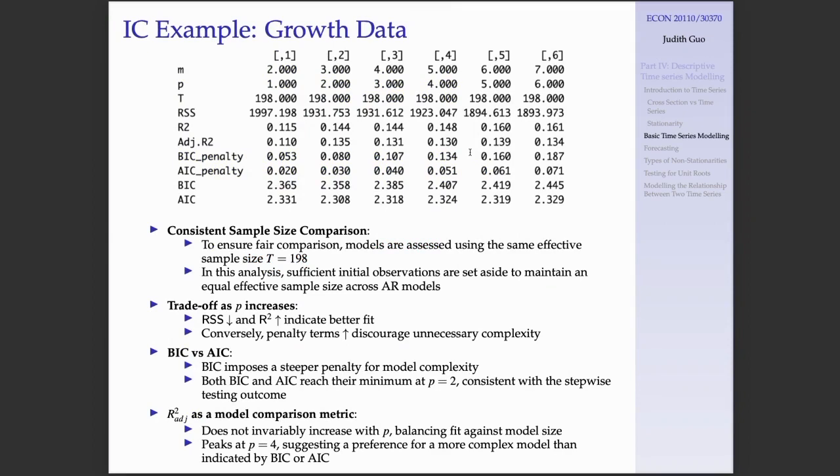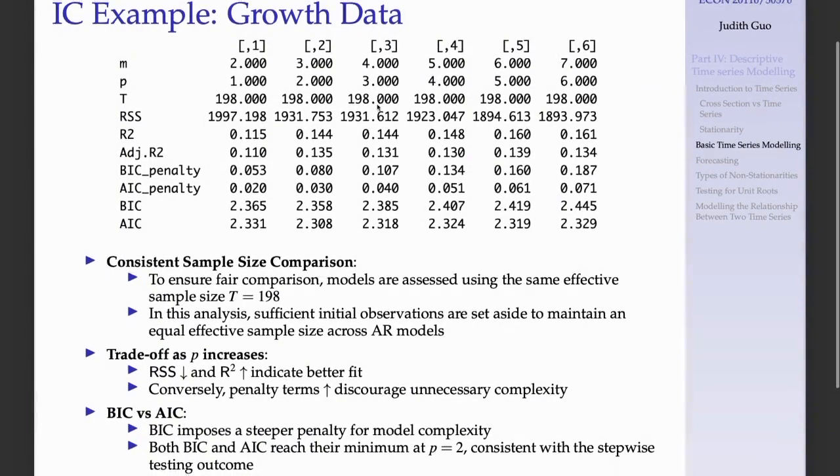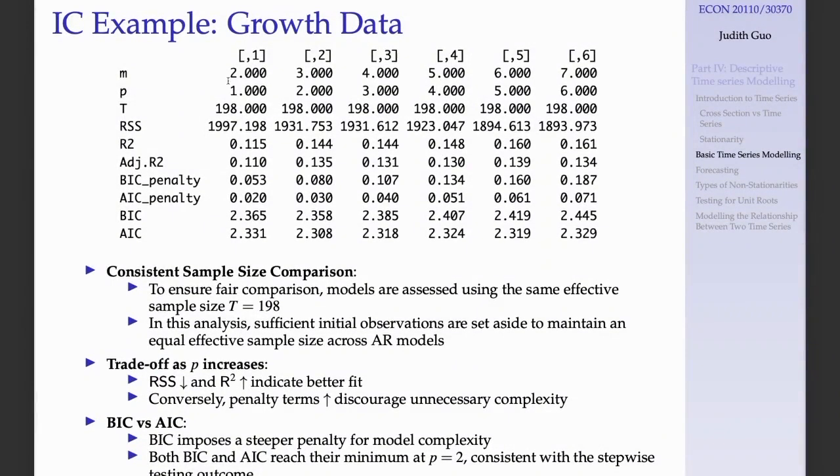So this is just an example using the growth data that we're familiar with. And I've restricted the effective sample size across all AR models. Okay, so here we have the results for AR1 to AR6. And we can see that the effective sample size is all 198 across all different AR models. That ensures fair comparison. Now, M is essentially the number of parameters to be estimated. P is the order of lags. So we can see that when P is 1, M must be 2. When P is 2, M is 3. So M is always one unit greater than P.